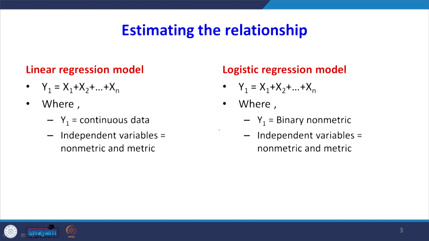Whereas in the logistic regression model, the general model is y1 equal to x1 plus x2 up to xn, where y1 is a binary variable, a non-metric binary variable. The independent variable can be continuous or discrete, or we can say it may be metric or non-metric. That is a basic difference between the linear regression model and the logistic regression model.